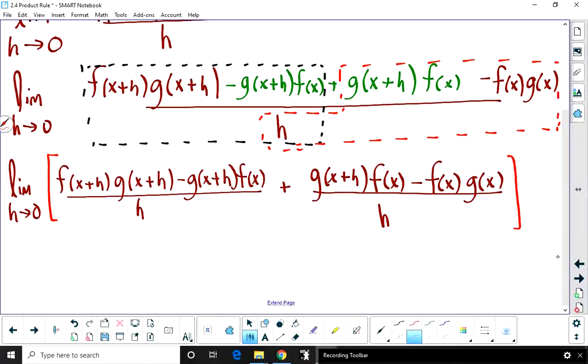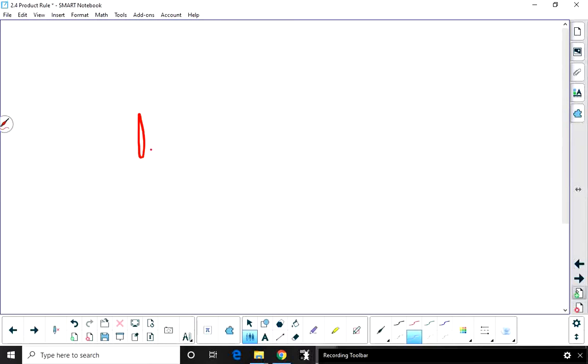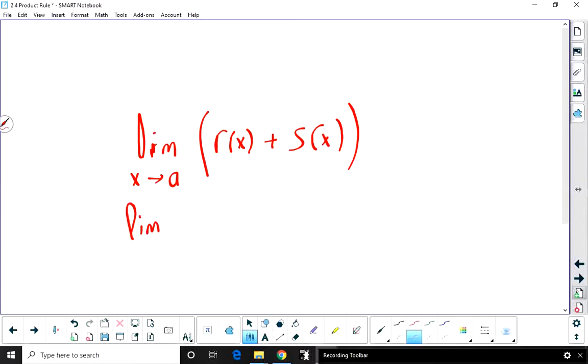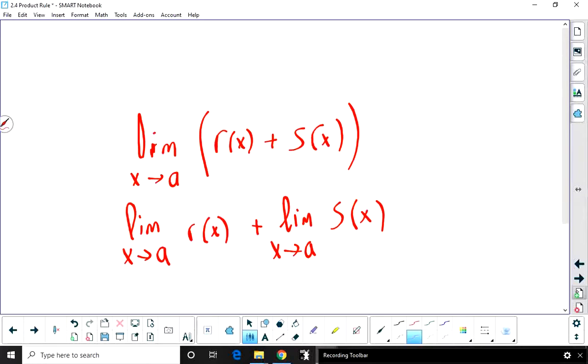And I said, really, we don't need them to evaluate limits, but we will need them later. One of the rules was this. The limit, and it doesn't matter what is approaching what, I'll just say as x approaches a, of r of x plus s of x is the same as the limit as x approaches a of r of x plus the limit as x approaches a of s of x. Right? And I'll give you a reason why we use this limit rule to begin with.